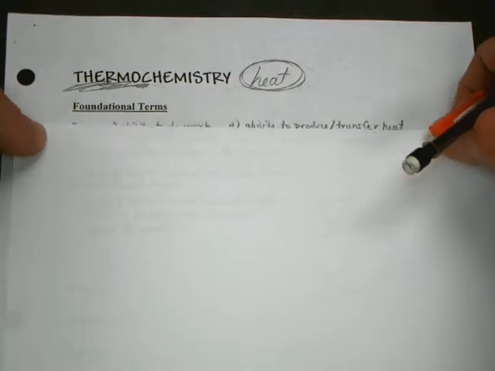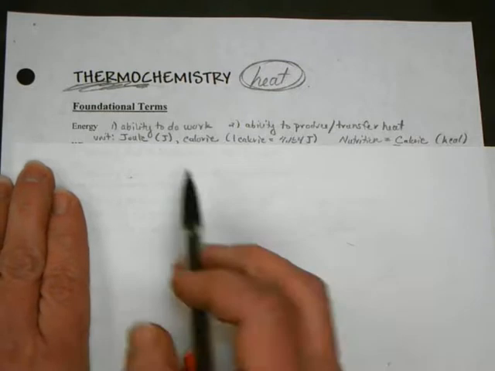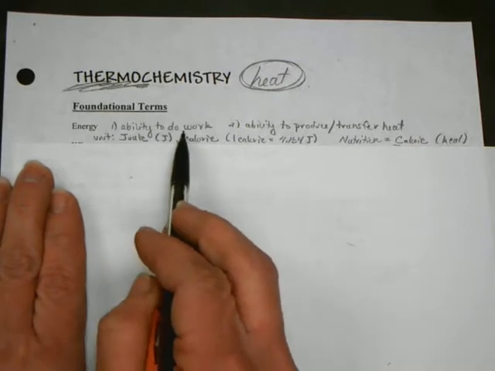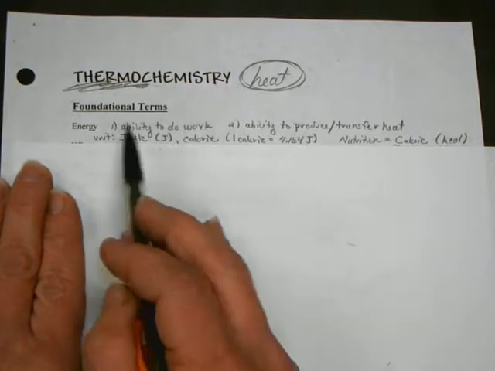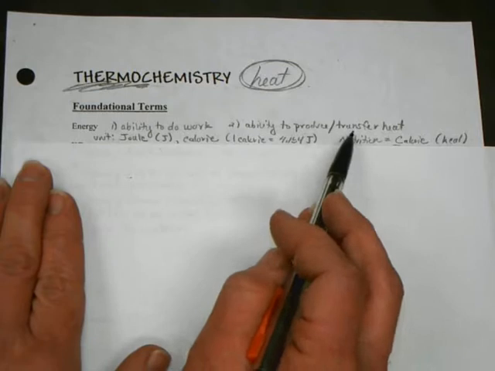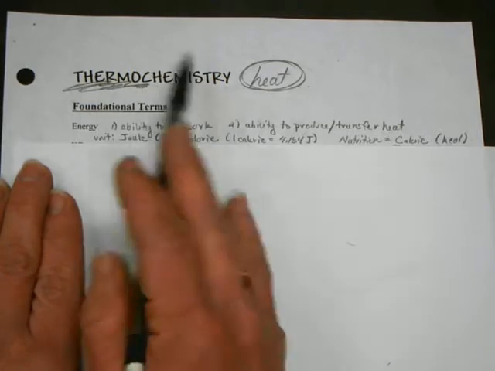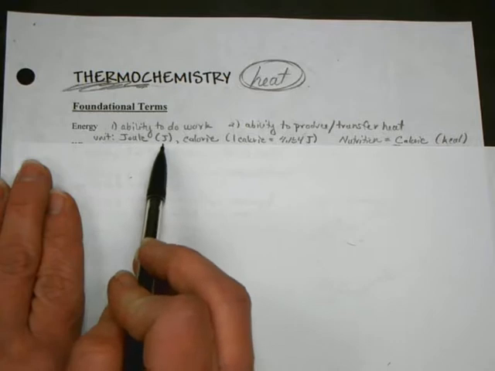First, let's make sure that we are clear on energy. Energy is defined as the ability to do work. You probably recall that from 7th grade. However, more of the chemist's perspective is energy is the ability to produce or transfer heat, especially in terms of thermochemistry. The common unit for energy is a joule, capital J.